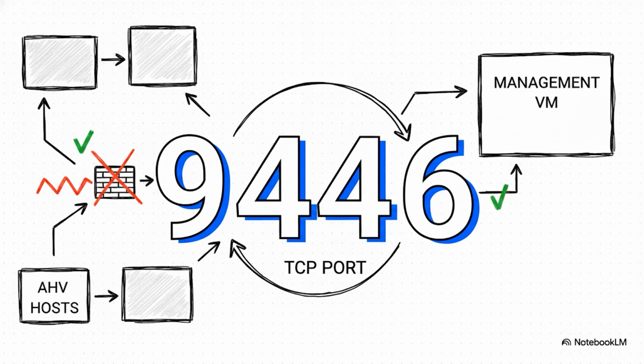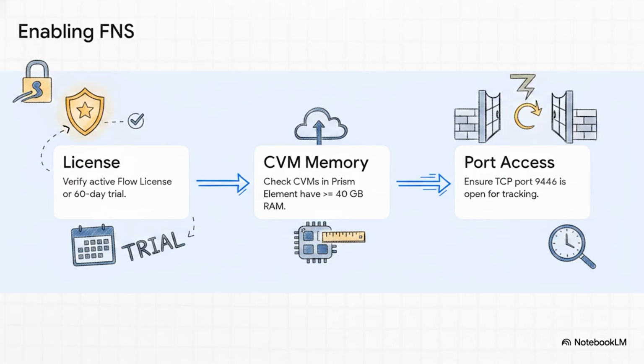You have got to ensure this essential TCP port remains open between your AHV hosts and your management VMs. If some rogue firewall rule accidentally blocks TCP 9446, your hypervisor hosts literally cannot send their connection tracking data back to the central management plane. And if that data can't get there, your network flows cannot be monitored and they definitely cannot be controlled. So, how does this actually look in the wild?